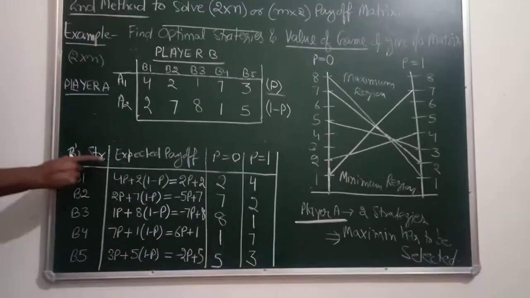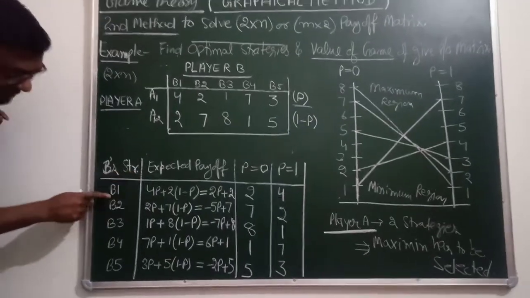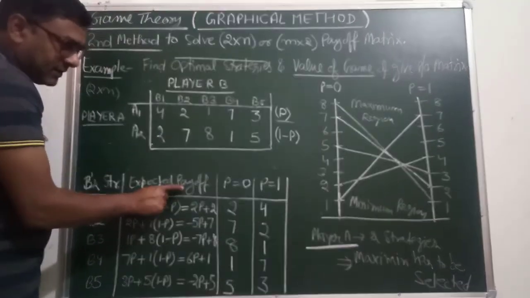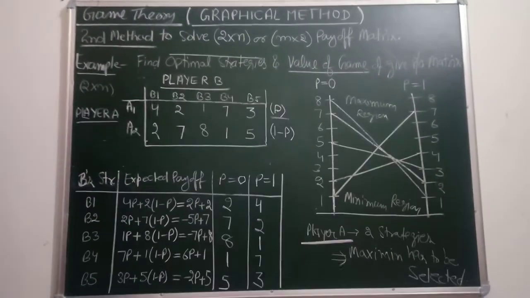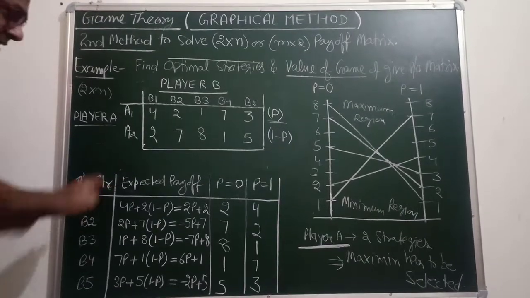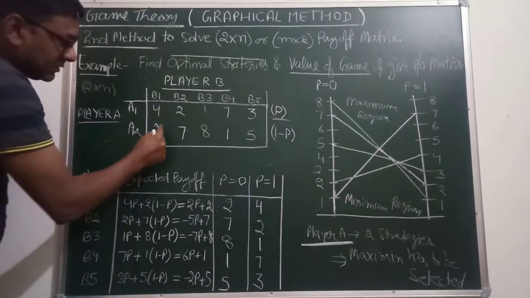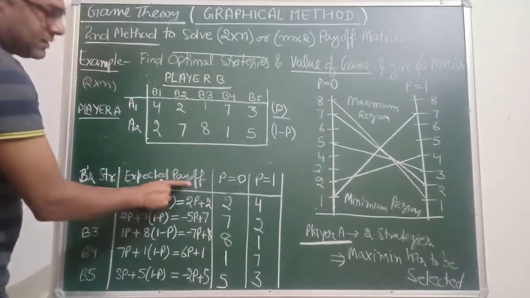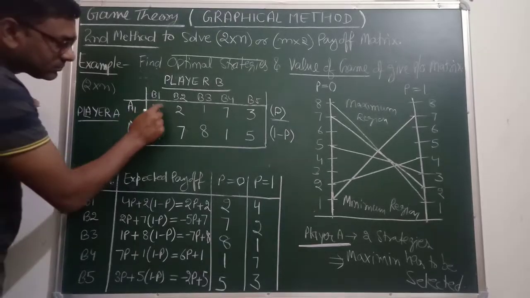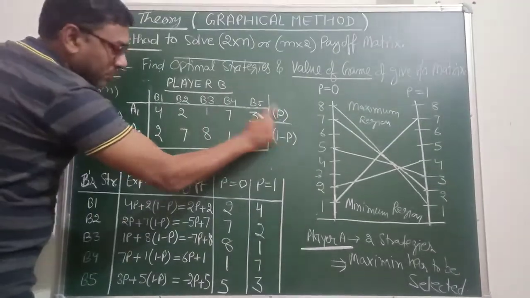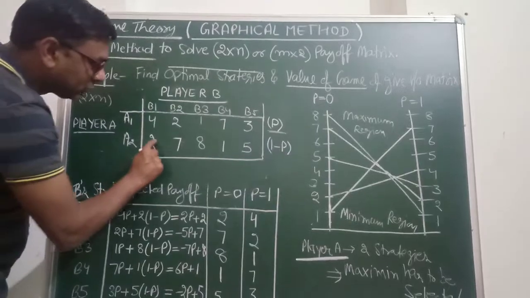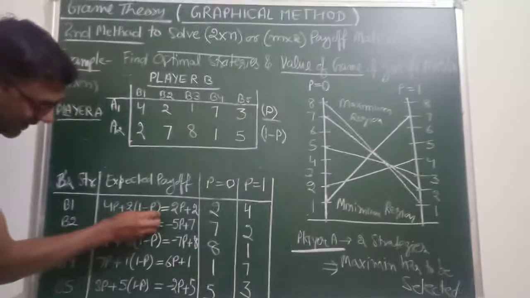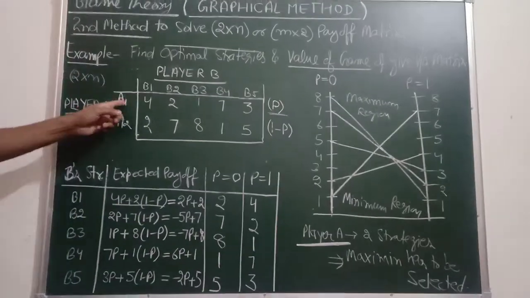These are the 5 different strategies to be used by B: B1, B2, B3, B4, B5. Now we will find the expected payoff. How can we find the expected payoff? See here, this is strategy B1. Multiply by P; this is called the expected payoff for B. So multiply this 4 with P, 4P, plus 2 into 1 minus P. This is the expected payoff for strategy B1.